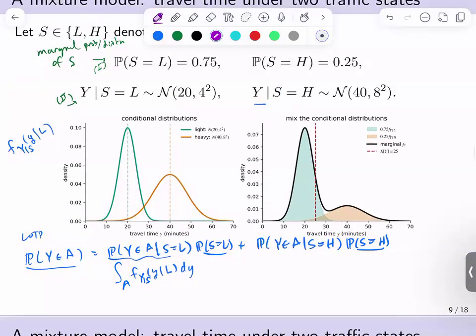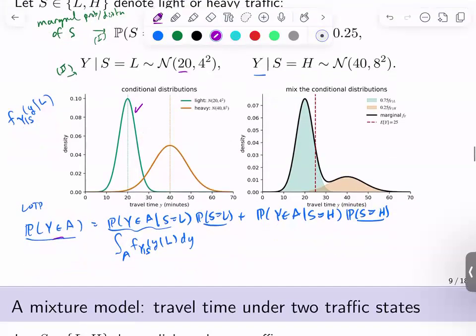So here I'm plotting things. This is the conditional density of Y given S being light. You can see it's centered at 20, and the variance is 4. The other one is the conditional density of Y given S being heavy. It's centered at 40. The variance is 8 squared, so the standard deviation is 8. So it's flatter. You can see the variance is higher, and it's more flat. And if you look at this distribution, this will have a density.